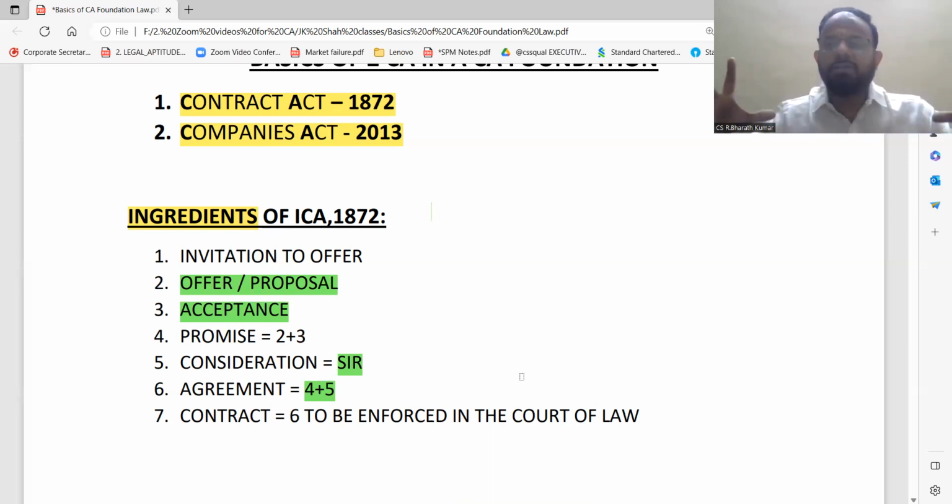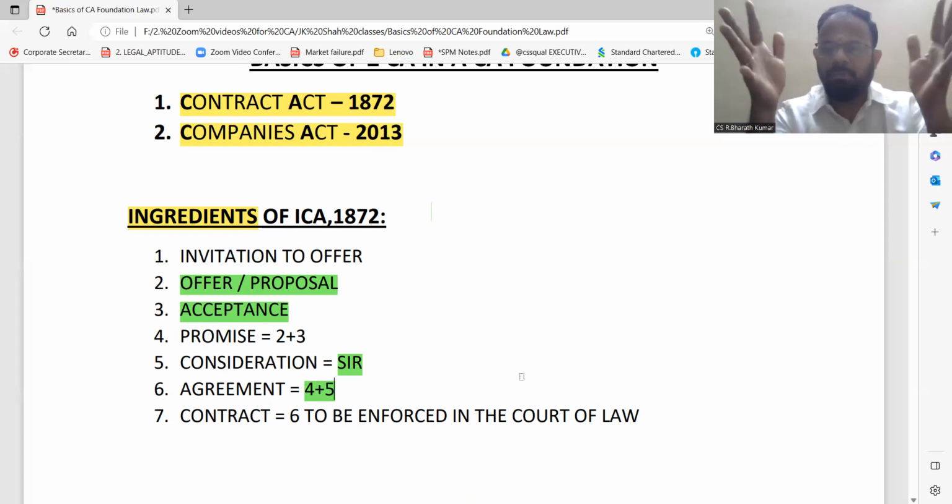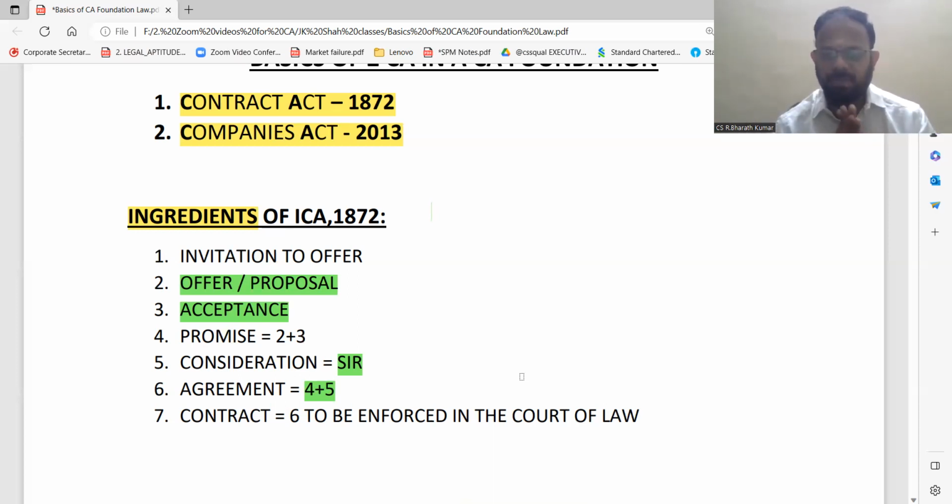If you expand on this for all the other 6 chapters, you know that invitation to offer, offer and acceptance, and the types of contract will be in chapter number 1. Consideration will be in chapter number 2. I am talking from the CA Foundation's perspective. Consideration will talk about 2 important doctrines: doctrine of privity of contract, and doctrine of nudum pactum.